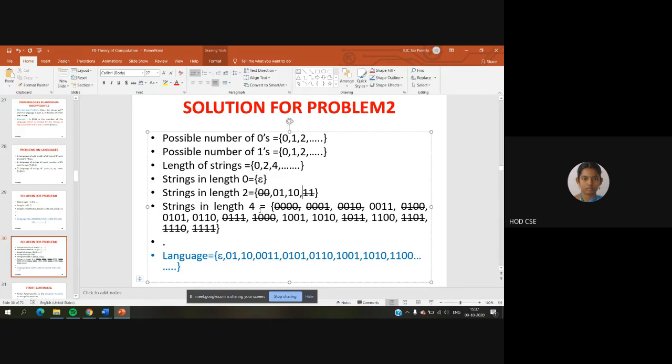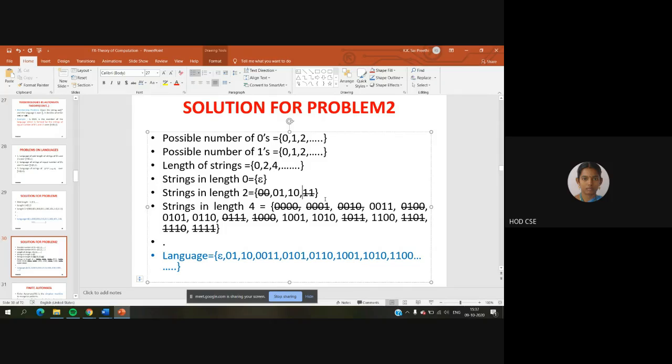Likewise, every string of length 4 is checked for the membership value. The strings which cannot be members are struck out. The remaining ones can be kept as the result. Finally, the result: in length 0 we can have epsilon. In length 2, except the struck out ones, the remaining 0, 1 and 1, 0 can be brought here. And in length 4 also, except the struck out ones, the remaining strings can be brought into the result.